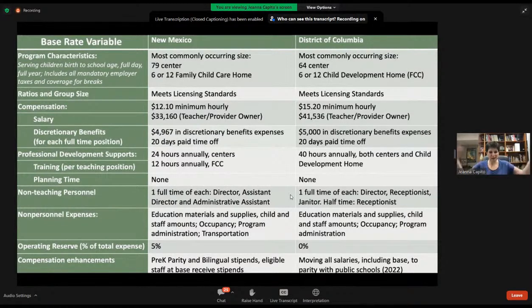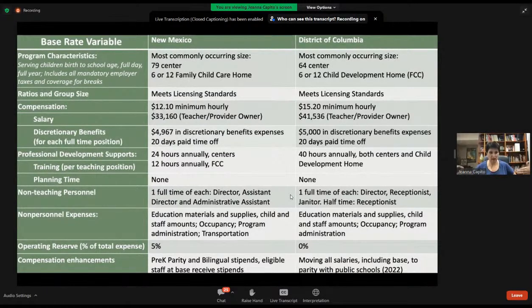Now, how the salary gets paid to the owner is on the owner to think about how they use that as part of their business model. In the cost model, there is an expense for it. There's also an expense for all of the associated mandatory taxes and discretionary benefits for the owner provider as well. So we really treat it as a position that needs to be funded in order to understand what family childcare actually costs to operate in your state, or in these two states in particular.